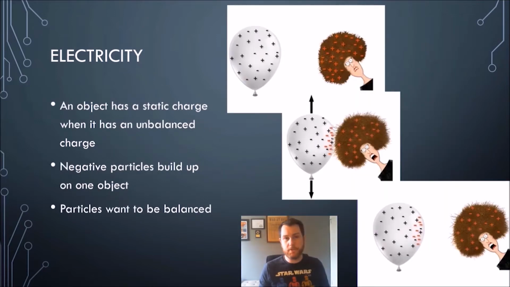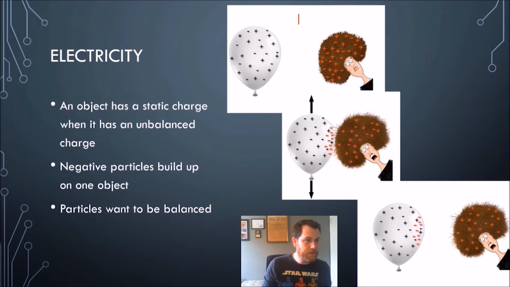So let's explore static electricity a little bit more. How do we get a static electric charge to build up on an object? Well, some objects are much easier to build a static electric charge on than others. One of the classic examples is a balloon and your hair, because the balloon will very easily accept some of the negative particles, and your hair will very easily give up those negative particles to the balloon. So what happens? Well, let's look at this diagram.